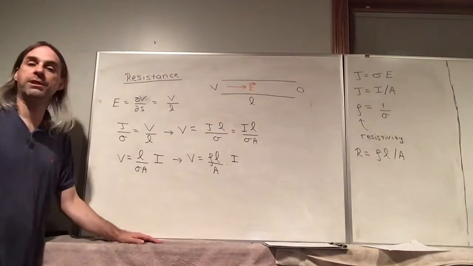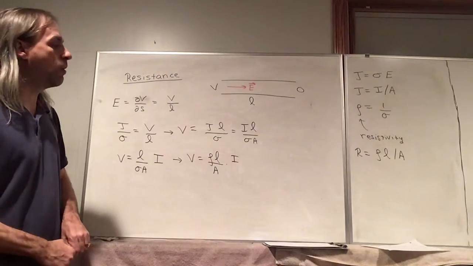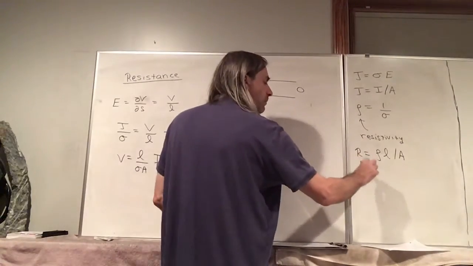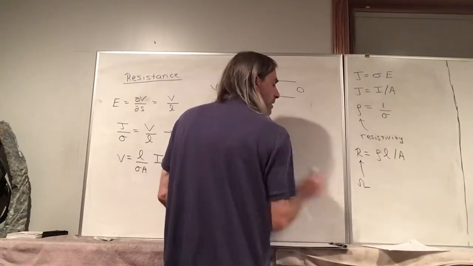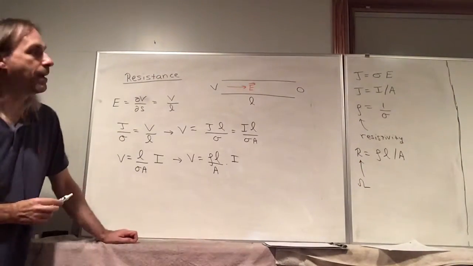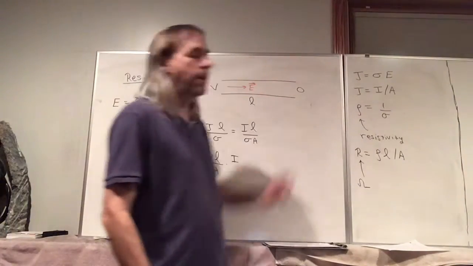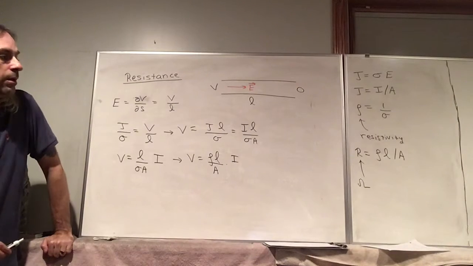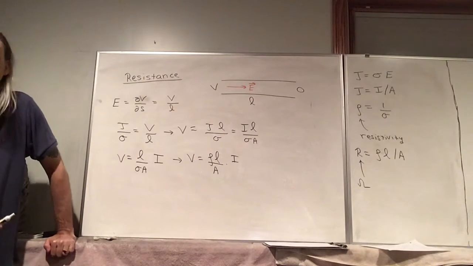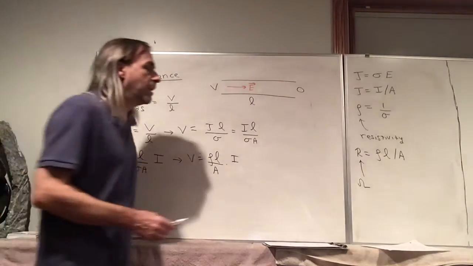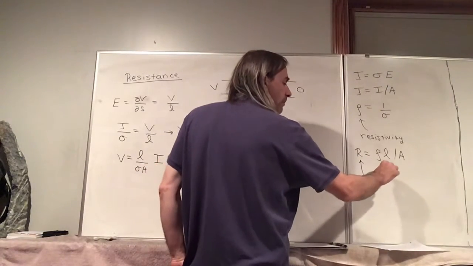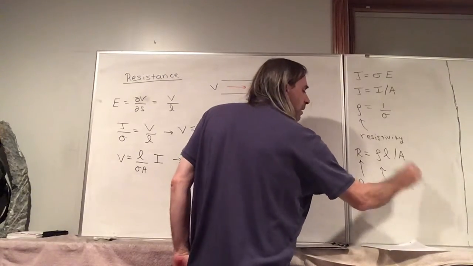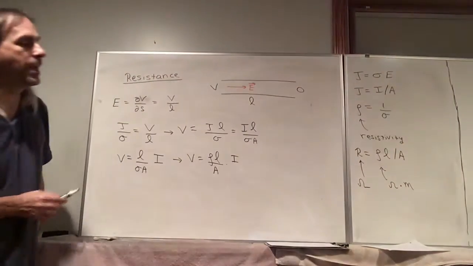Now the units of resistivity, well, we measure resistance in ohms. So the symbol is this Greek letter omega. So again, remember this is Ohm's law, so they named the unit of resistance after Ohm. So, yeah, the unit of resistance is the ohm, and resistivity then has units of ohms times meters.